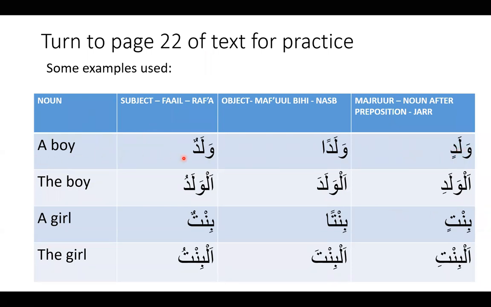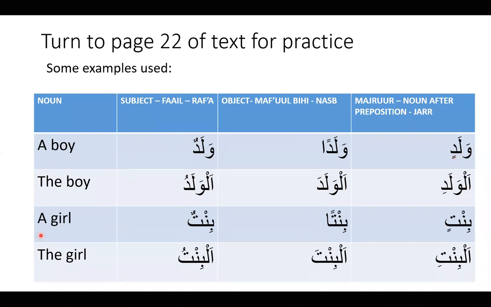So we have the application now. We have waladun. In the case of nasb, like when it is maf'ulun bihi, it will be waladan. If the same word functions after a preposition, it will be waladin. If this word becomes ma'rifa with the al, it becomes al-waladu. In the case of nasb, al-walada. In the case of jar, al-waladi. So what did we do? We add the al, we take off the tanween.